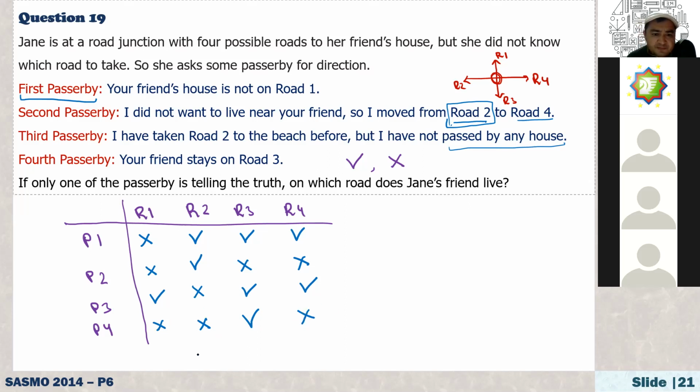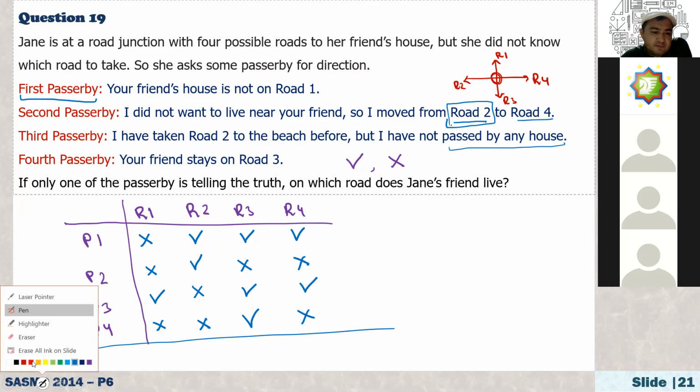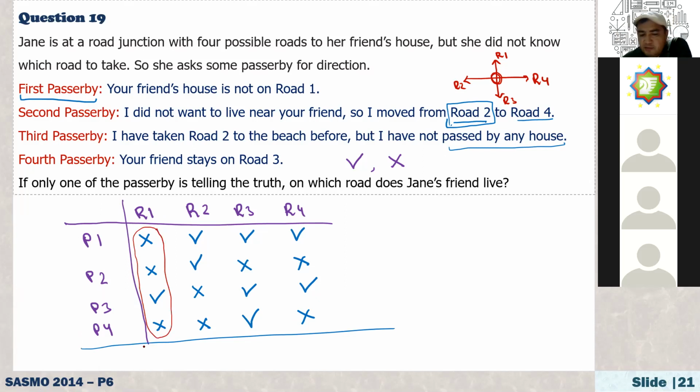Okay. So now if you look at this table, Aidan, can you tell me in which column we have only one truth? Which column? Tell me. Road 3. Your friend stays on road 3. No, no, no. Look at the first column. How many truths do we have? Only one. As you see here, only one. That means that all the others are lying, right?